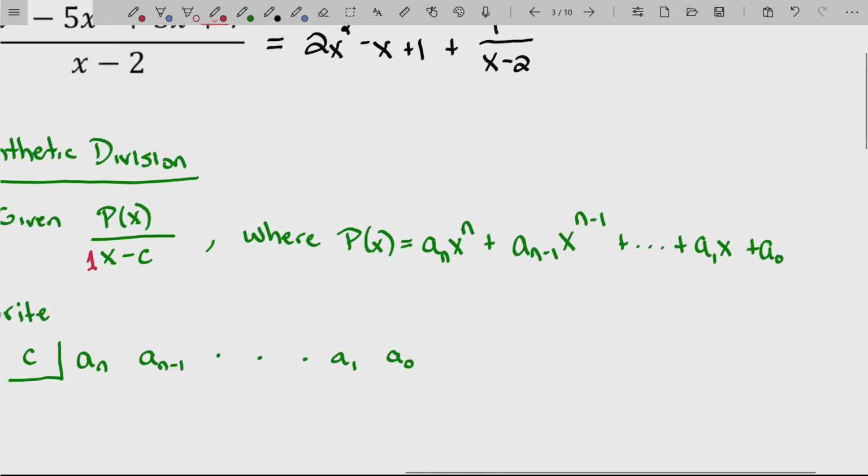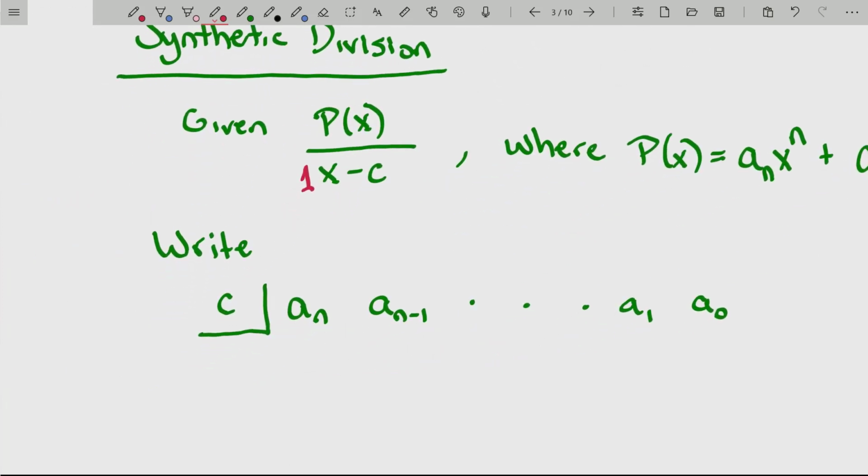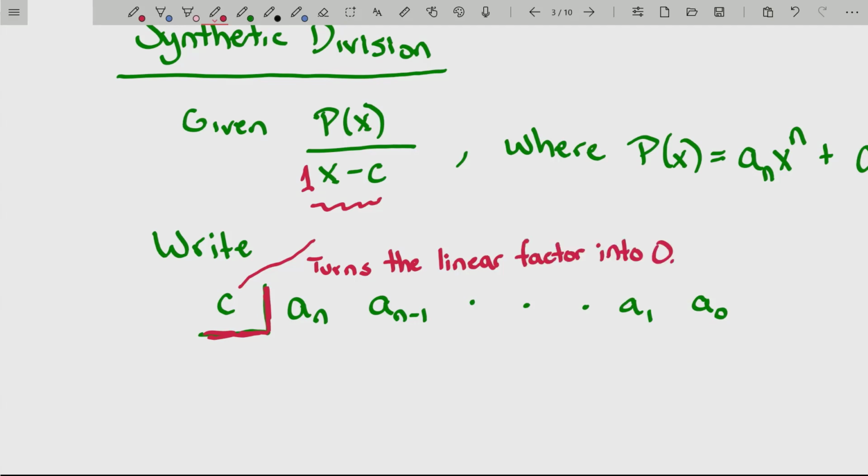Okay. So what you're going to do is write this little, almost like a row of a spreadsheet where you have just a separator here, and you write c, which is actually what would turn this into 0. C turns the linear factor into 0. And I should pause, just because you don't need to watch my handwriting the entire time. So that c is positive there because, well, positive c minus c is 0.